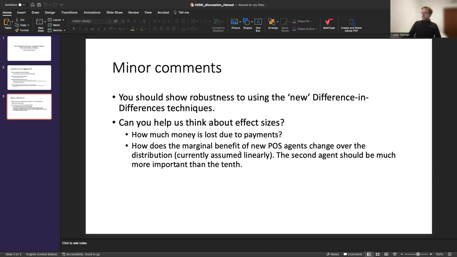And then one thing along those lines: currently you put in the measure linearly, I think, assuming that every new point-of-sale agent has the same effect on competition. But most models would take a decreasing return to competition, so that the second and third extra sales agents have a much larger impact on competition than the ninth or tenth. I don't quite know what the distribution of these numbers is, but looking at nonlinear effects would be quite useful.